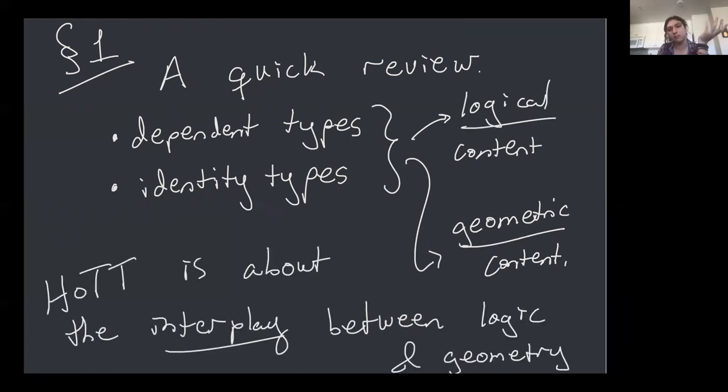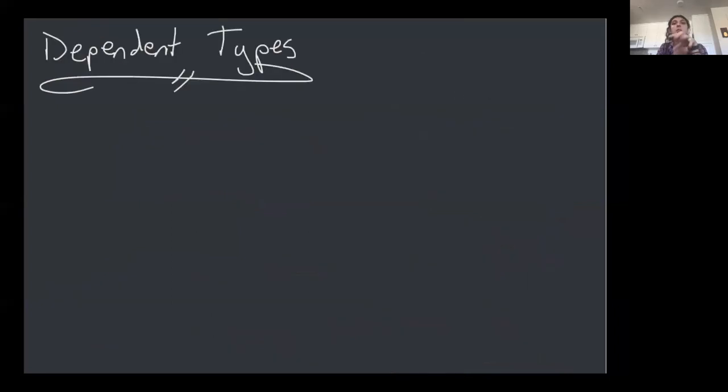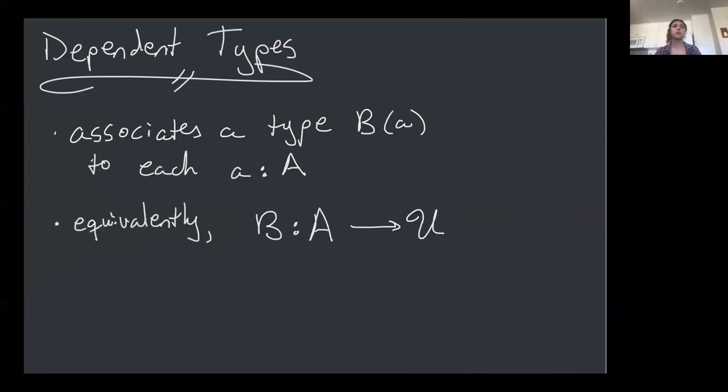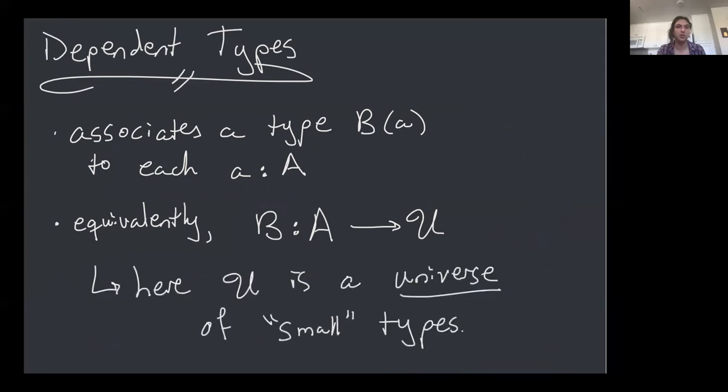Yeah, so HoTT is about the interplay between the logic and the geometry. So dependent types. To every point of a type A, we're going to associate an entire type B of A, right? Equivalently, you can think about this as a function which takes a type A and spits out an element of the universe, B of A, where the universe is, of course, the type of all types, or the type of all small types, if you're afraid of size issues.